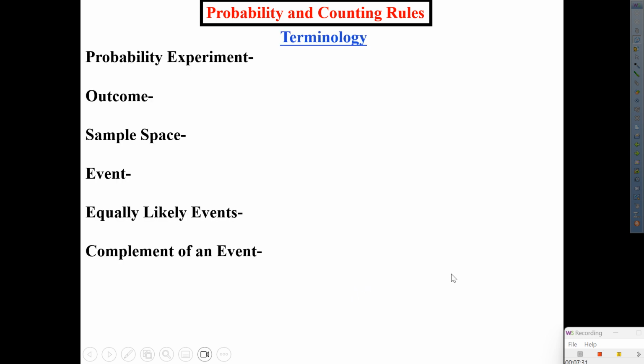Next, copy these terms, please. Leave a couple of lines for definitions. We got some terminology that we need to get through. So probability experiment, what is that? Leave a couple of lines. Outcome, sample space, event, equally likely events, and complement of an event. So that's some terminology that we need to get through. Let me send that to your screen.